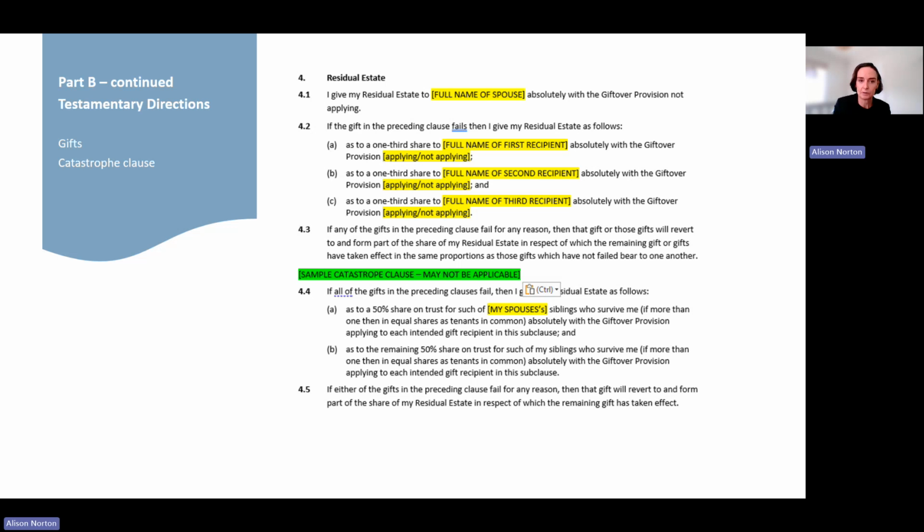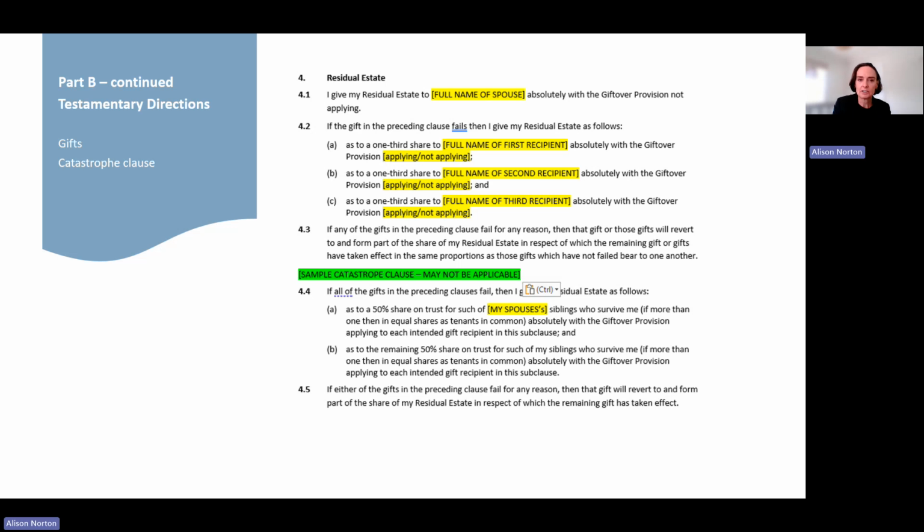So if you have, for example, 3 children, you might leave it to all 3 children. And this is where we would usually say with the gift over provision applying. So that means that it would go to your grandchildren. This is a case-by-case basis.